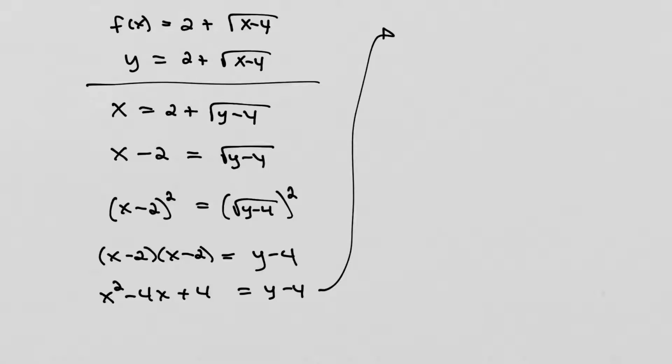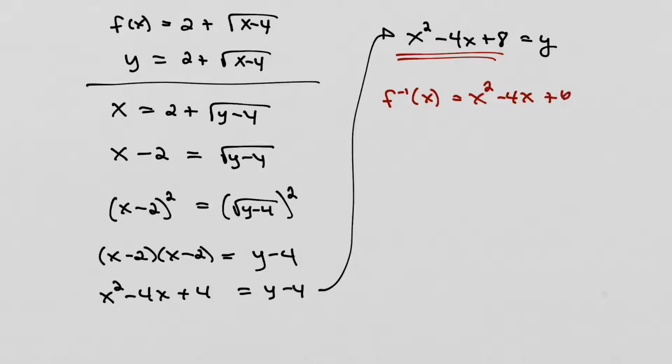And then if I go back up here, if I just add 4 to both sides, I would have x squared minus 4x plus 8 equals y. So there is my inverse. And I would claim that f inverse of x equals x squared minus 4x plus 8. And if we really wanted to, we could plug those in there and check and see what they're going to be.